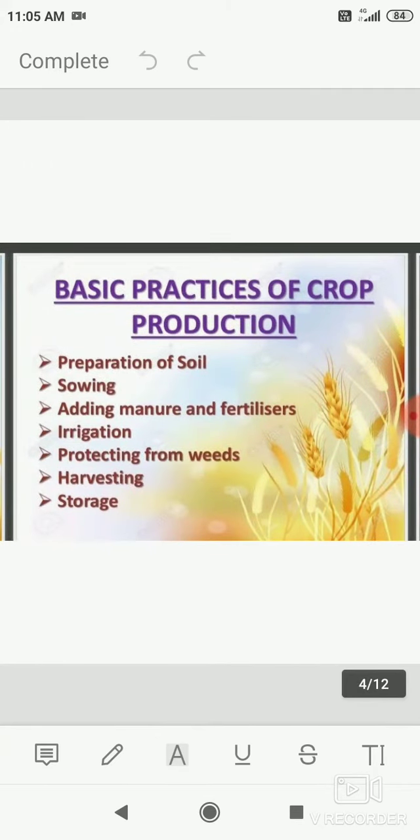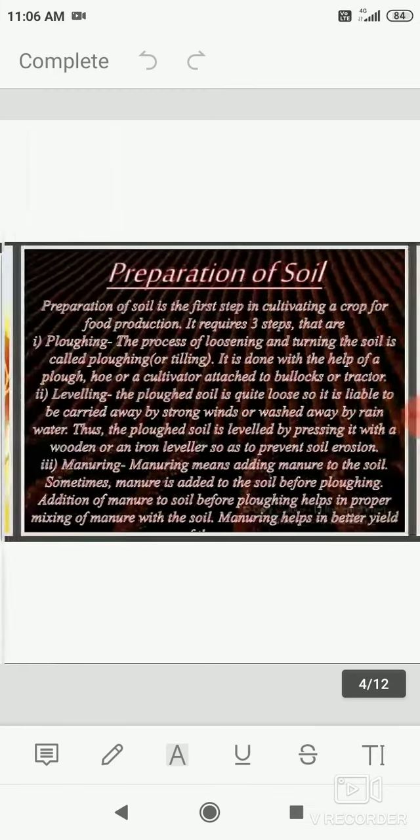Now the basic practices of crop production are, here we will talk about the method of crop production. So first is preparation of soil, sowing, adding manure and fertilizers, irrigation, protecting from weeds, harvesting and storage. We will discuss them one by one.